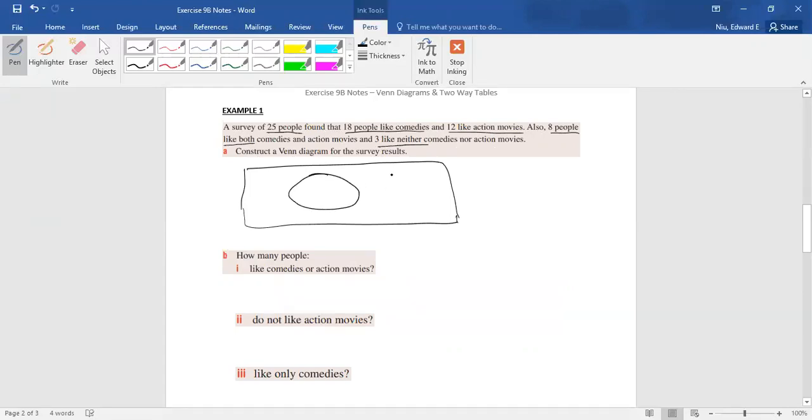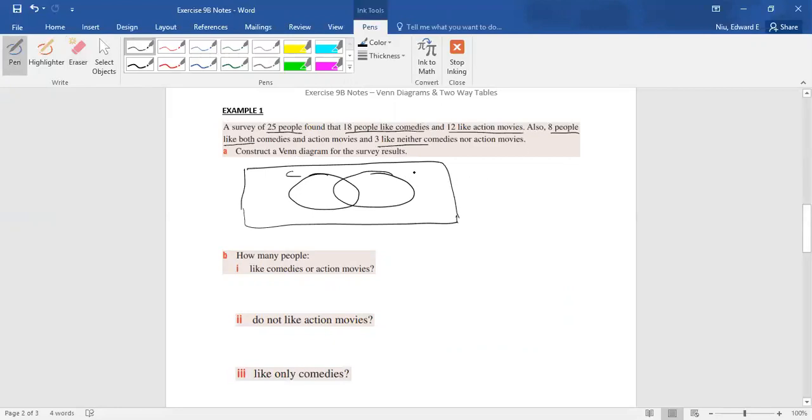So here's circle 1, here's circle 2. Let's say the first one we call on the left C, and the action movies we'll call A. That looks rubbish. Let's try and fix that up.